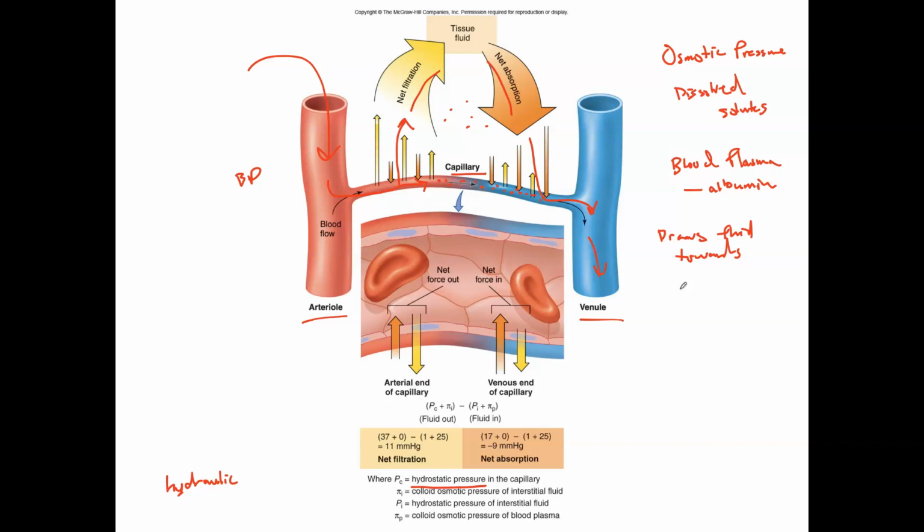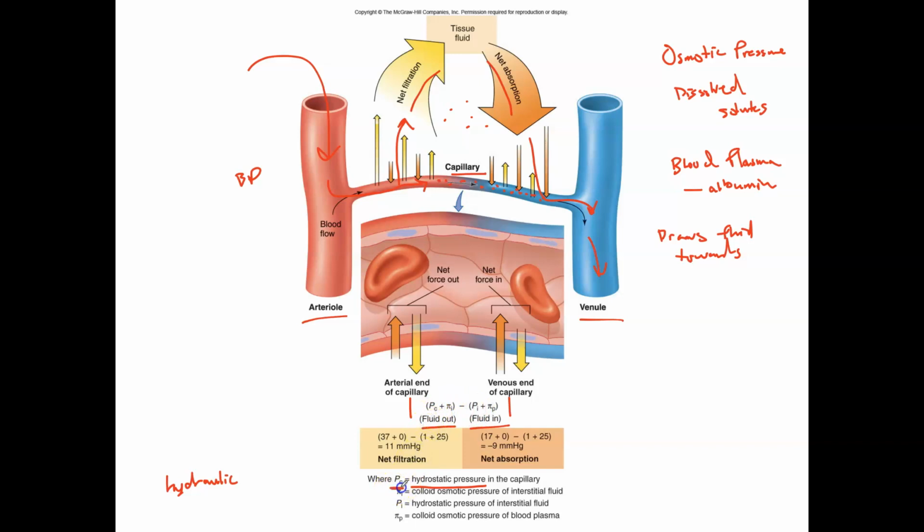So to give this an equational context and to give it numbers, we would look at something like this equation, where we have things that cause fluid to go out of the capillaries versus values that would cause fluid to come into the capillaries. So let's look at what these numbers represent. So let's look at P sub C.